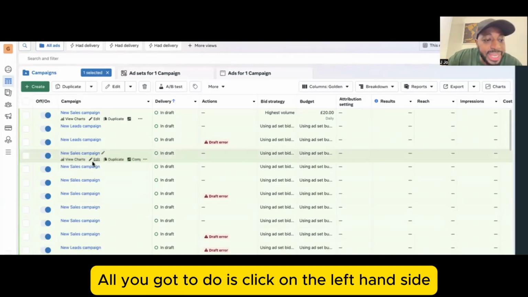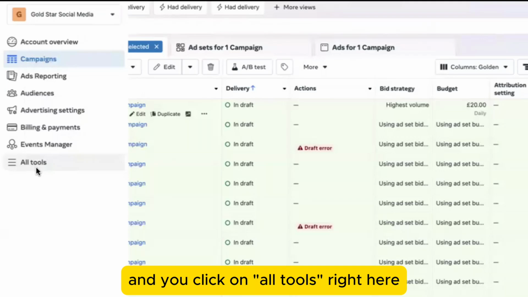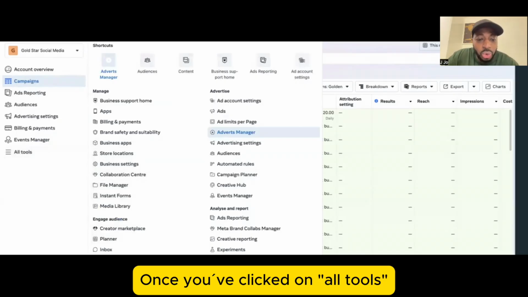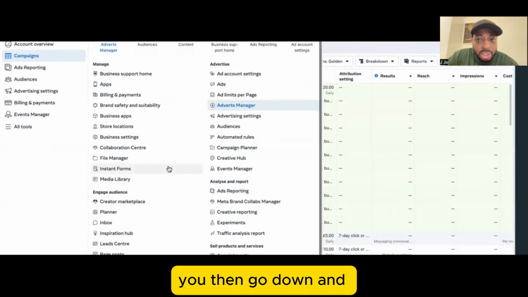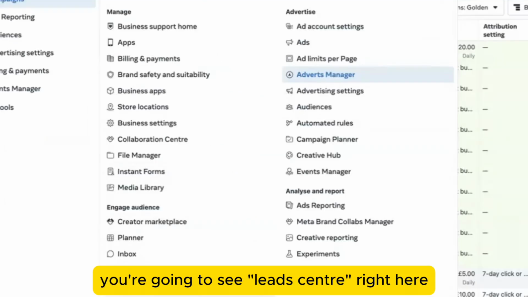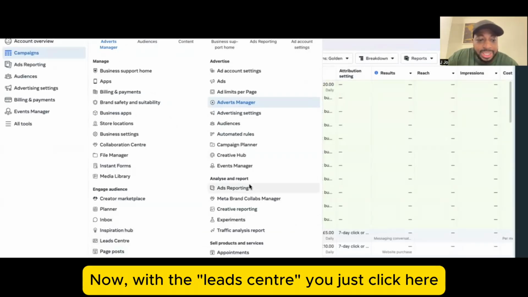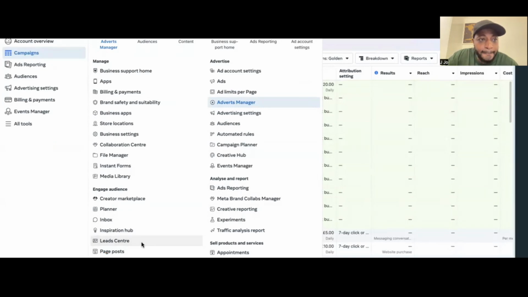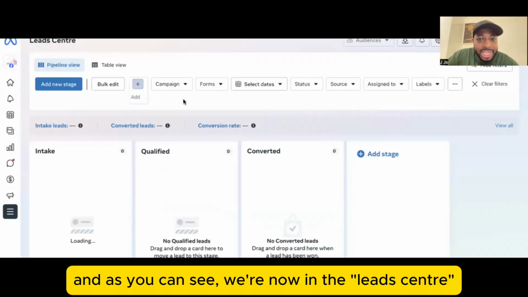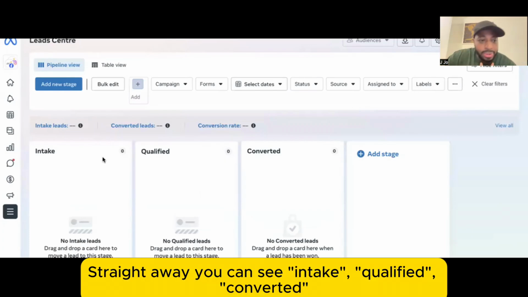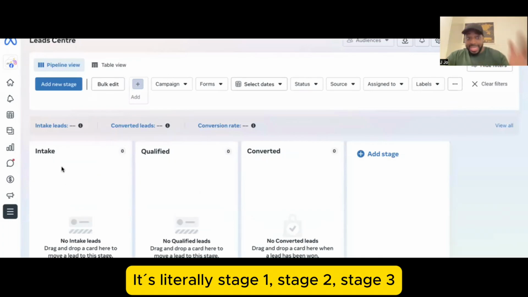So all you've got to do is click on the left-hand side and click on all tools right here. Once you click on all tools, you go down and you're going to see lead center right here. Now, with the lead center, you just click here. And as you can see, we're now in the lead center. And straight away, you can see intake, qualified, converted.